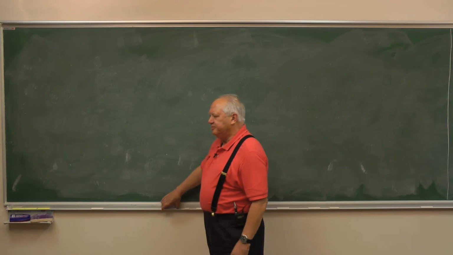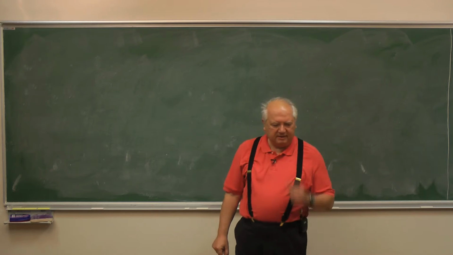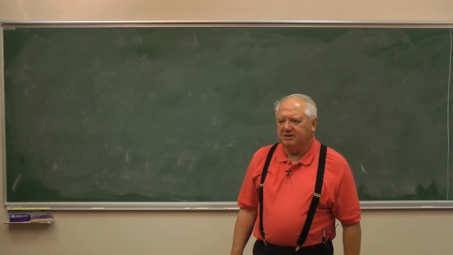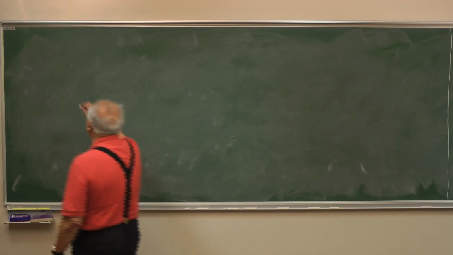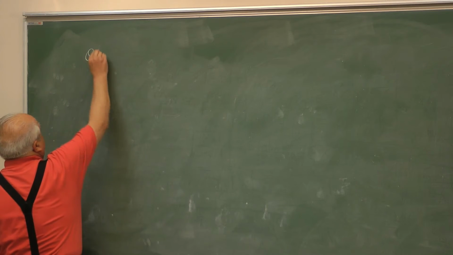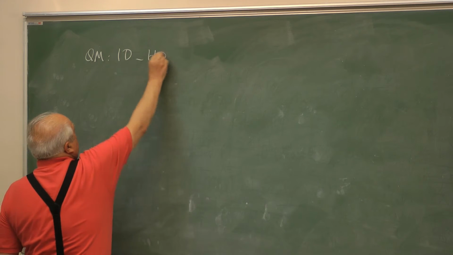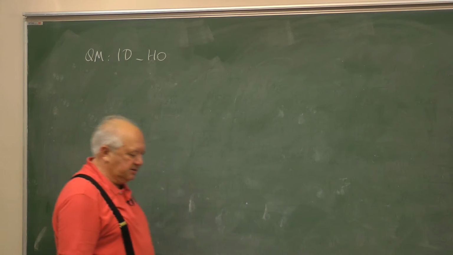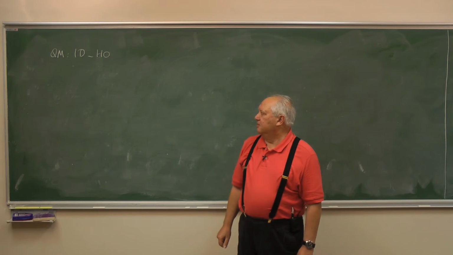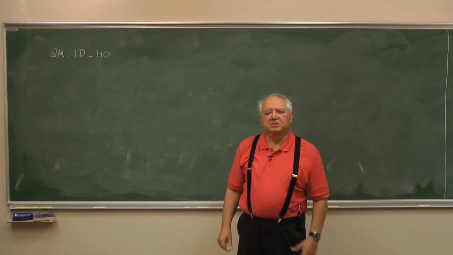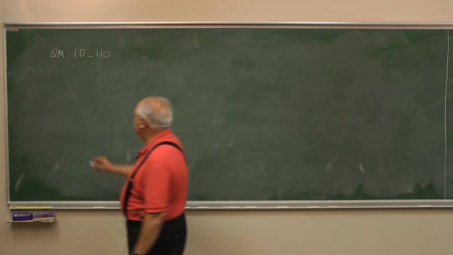Last time we started our discussion on the one-dimensional quantum harmonic oscillator. So this is QM, the one-dimensional harmonic oscillator. And we first estimated the energy and the size of this oscillator using the uncertainty principle.